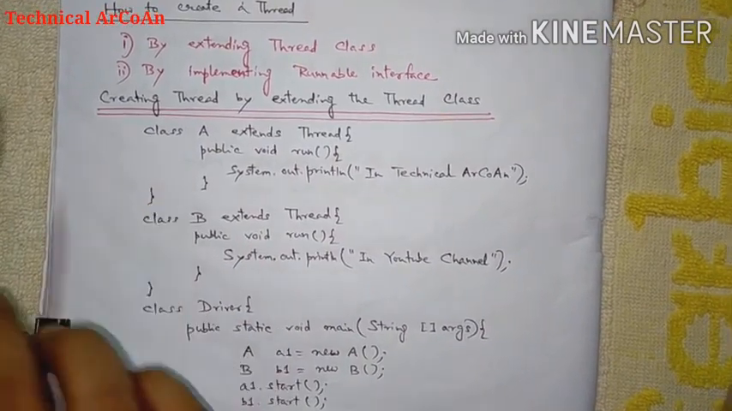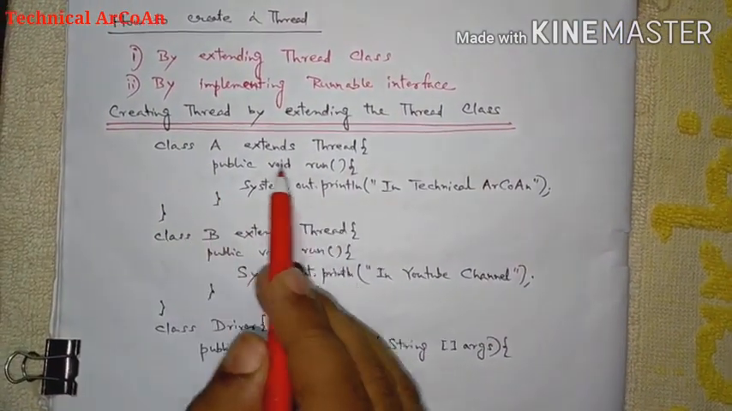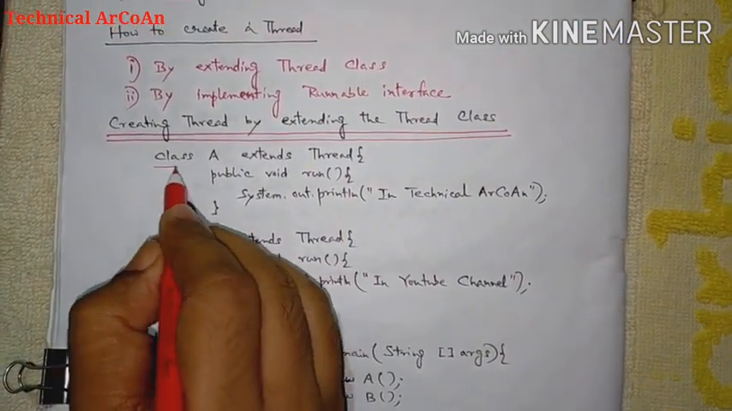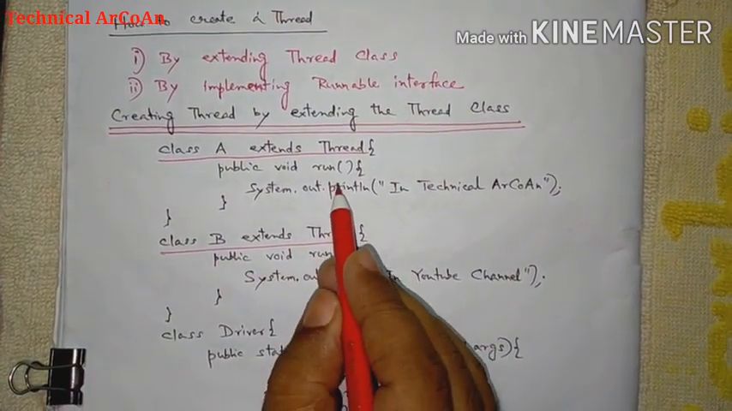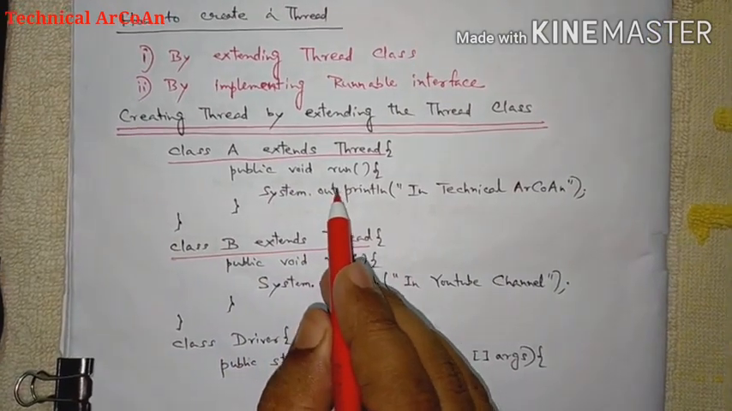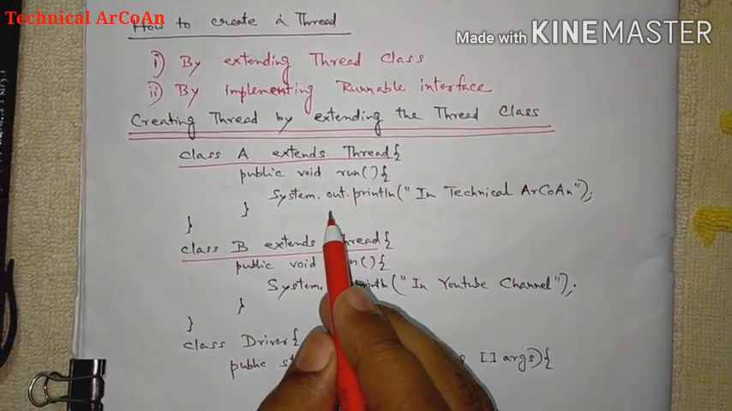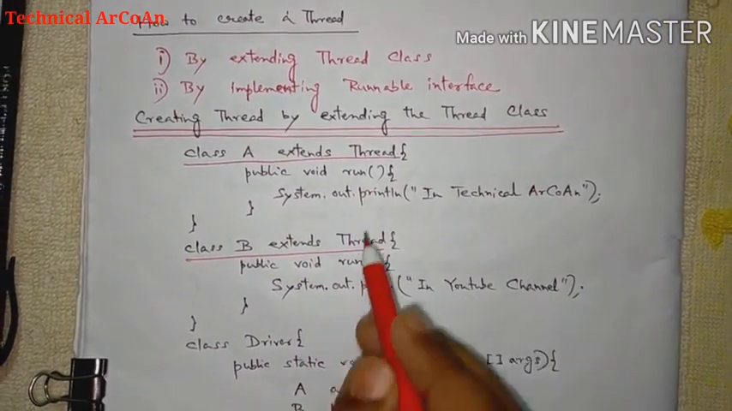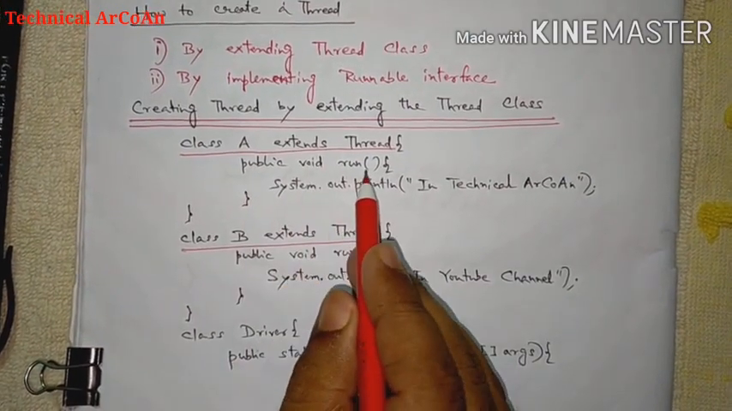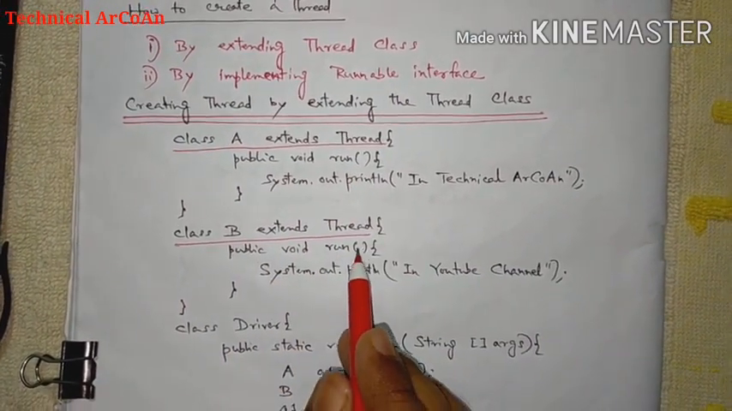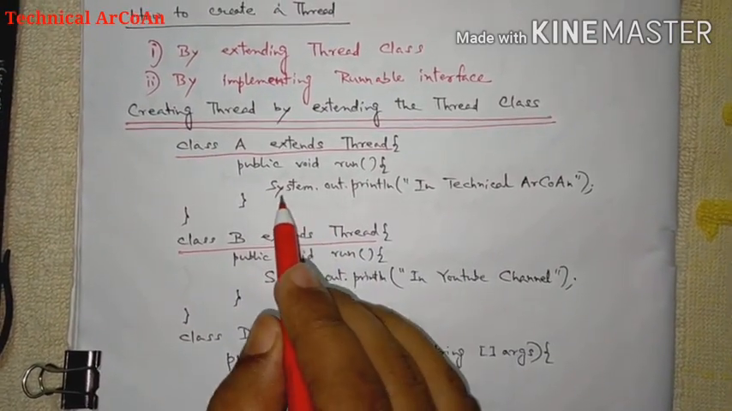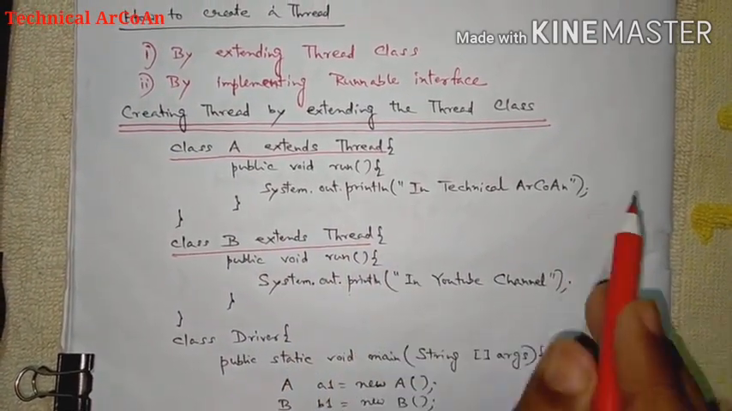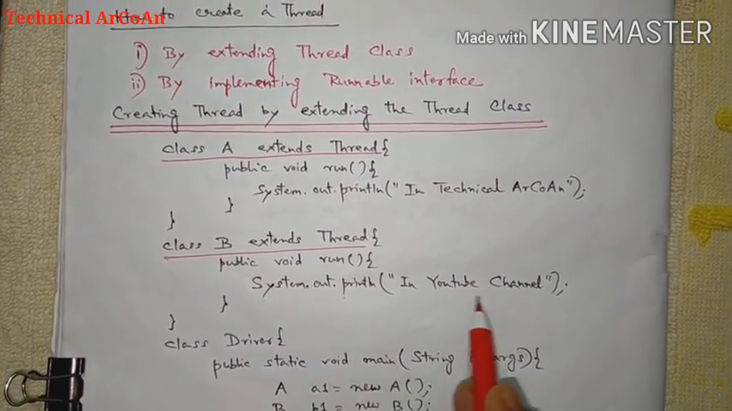Here we take 2 classes, class A and class B, and both are extending the Thread class. We are using a run method, public void run. This run method is actually overridden from the Thread class. So in both cases it is the same, public void run, because this run method is overridden from the Thread class. Then we give a statement System.out.println in each.